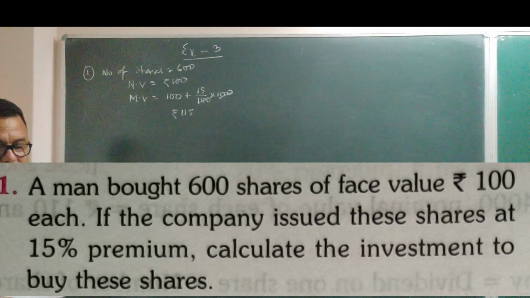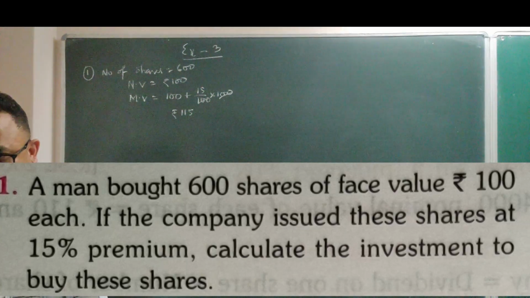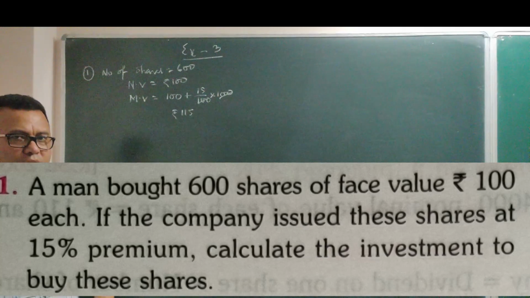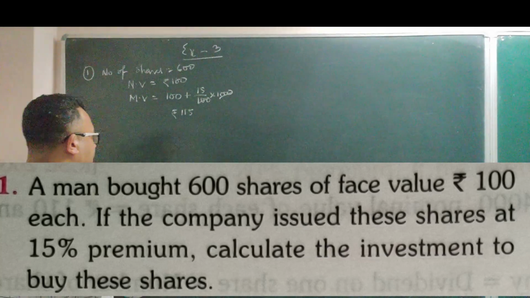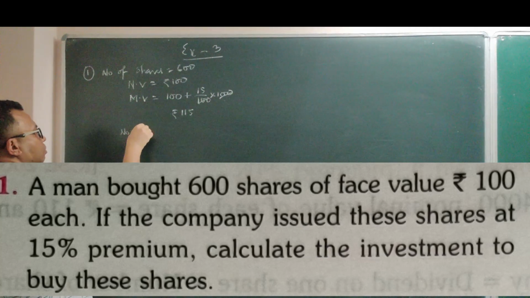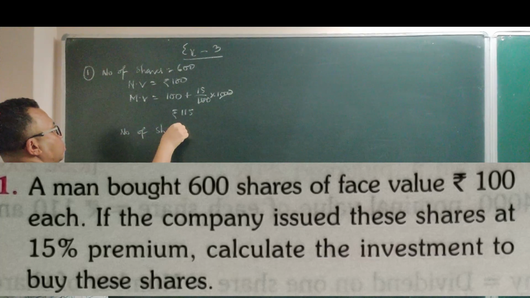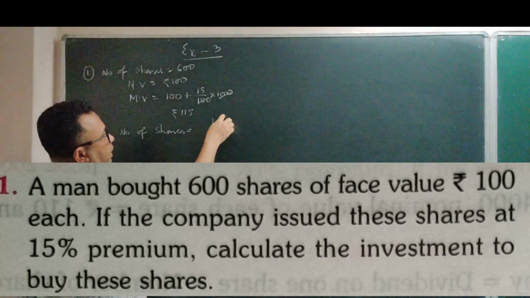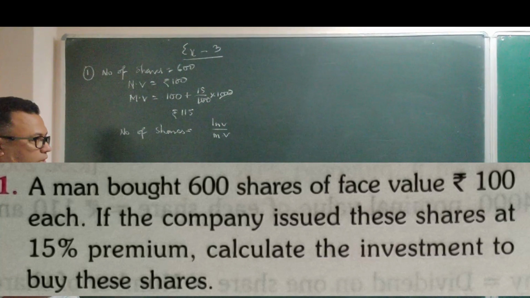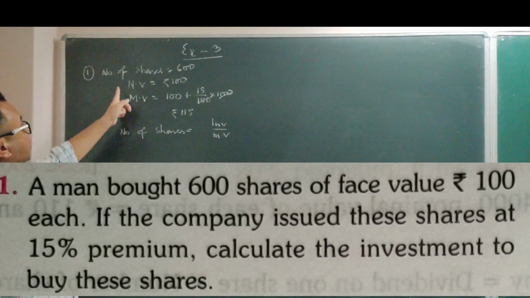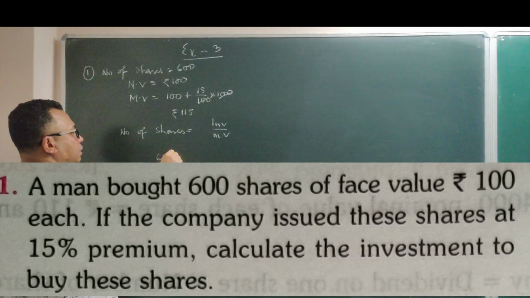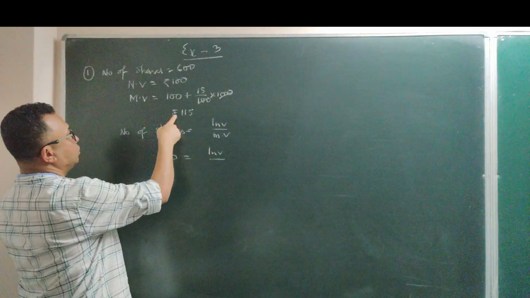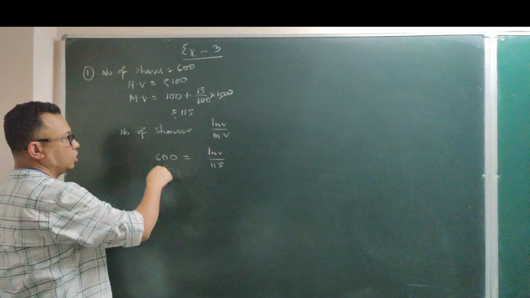Calculate the investment to buy this share. The question is so simple, it is asking you to find investment. I have not given you an investment formula, but one formula I have given you is formula number 2: number of shares is investment by market value. You will get investment if you have market value and number of shares, and we have both. Number of shares is 600, investment is what we are looking for, and market value we just calculated is 115. So cross multiply.